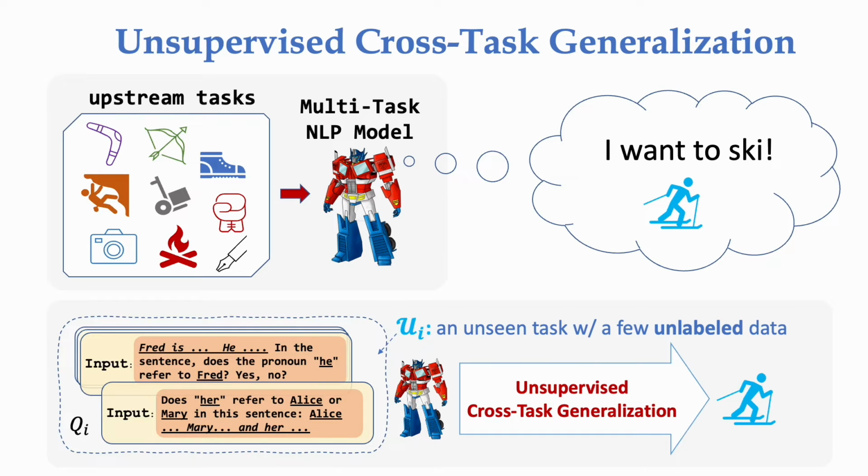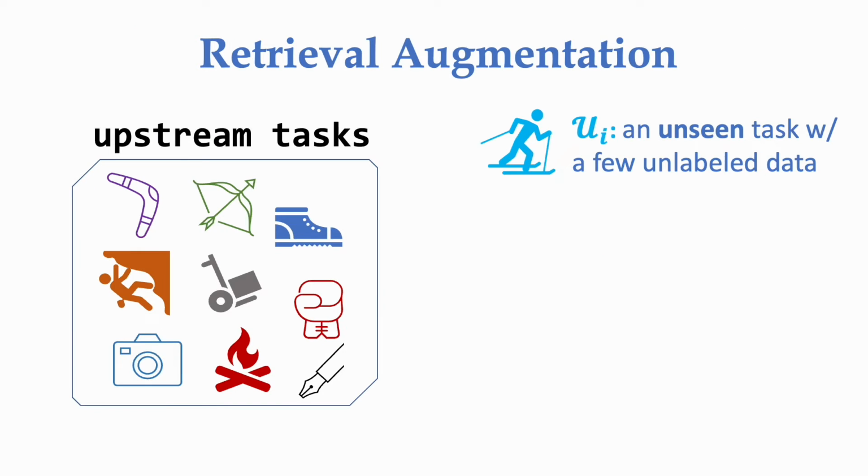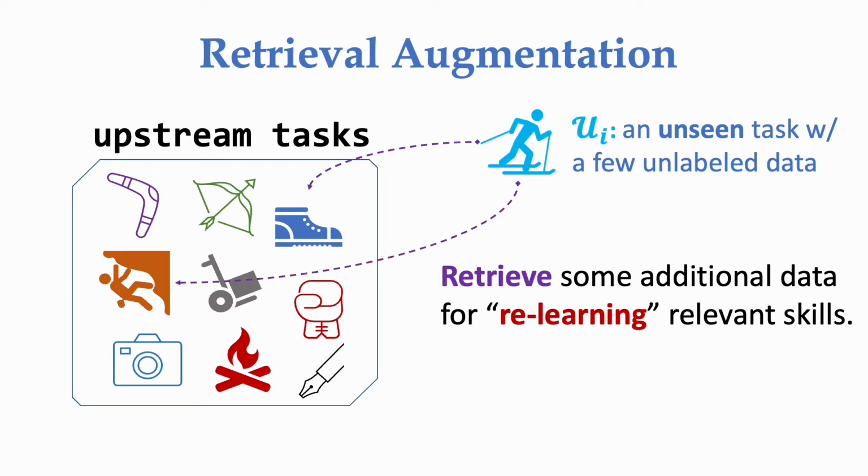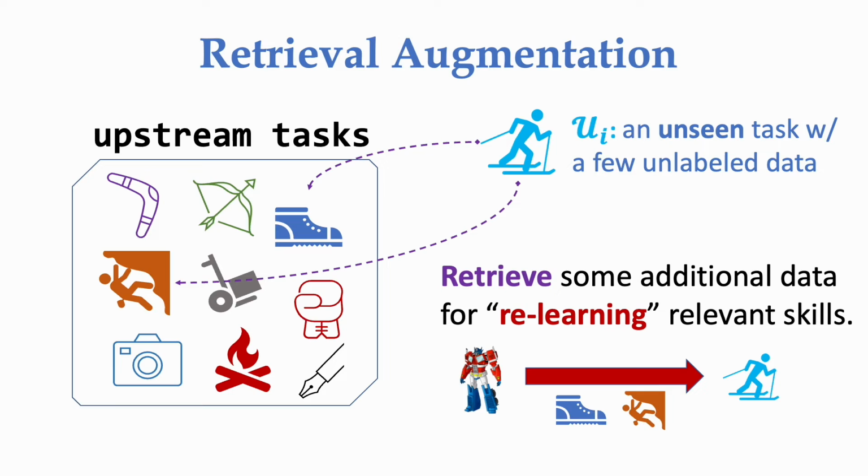Therefore, it's a zero-shot setup for task generalization, and it's more general in terms of the number of unlabeled data for the target task. In this paper, we want to focus on how to augment such a multitask model by using these query examples to retrieve some additional data that shares relevant skills for relearning the model to generalize across tasks. From this motivating example, we can see that these two retrieved tasks are the most relevant skills for this unseen task, and we want to use the data from these two retrieved datasets to fine-tune the model so that it can generalize to this new task.